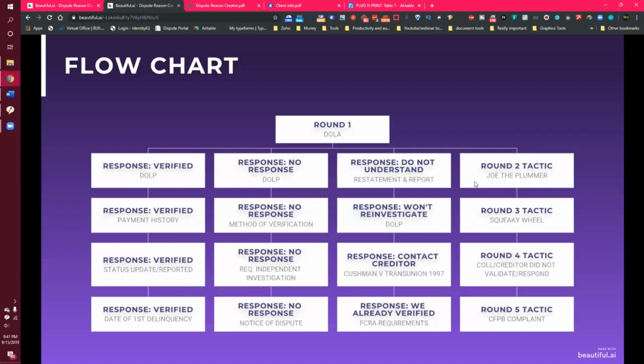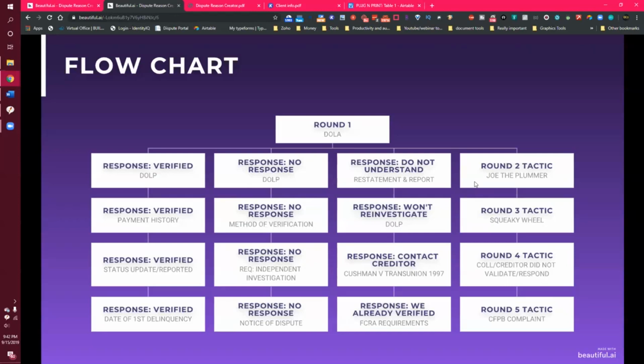Creditor, collector did not validate or respond. Okay? So it is not illegal for them to not respond to you. They have to respond to the credit bureaus, but they don't have to respond to you. However, if the bureaus are saying that the creditor or collector verified to them, but you didn't receive anything and you want to see the proof, then you need to tell them, hey, I didn't receive anything, or they didn't respond, or they didn't validate, or whatever. You need to either A, furnish the information that was used to verify this account, or B, remove it.